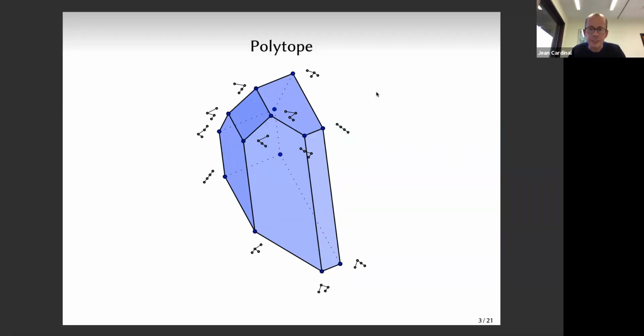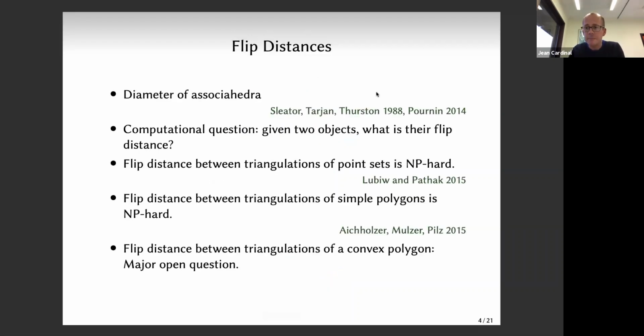So what kind of questions can we ask on these objects? There's been quite a bit of work on the diameter of associahedra. So what is the maximum number of flips, or maximum number of rotations in a binary tree, that you have to do to transform any binary tree to any other? What's the maximum shortest path between two vertices of the associahedron in terms of the number of edges that you have to go through?